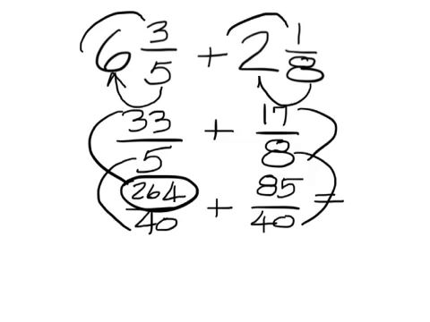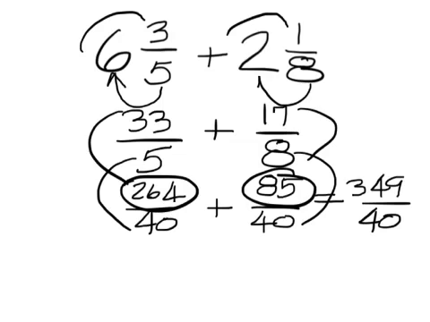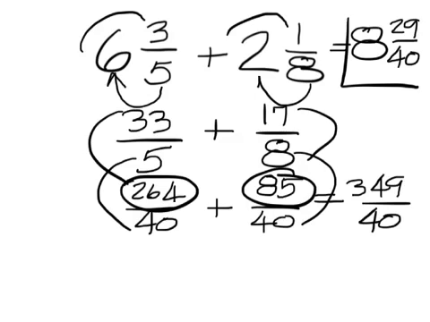If you add your numerators together here and here, you should get 349 over 40. And then figure out how many times 40 will go into 349 without going over. That should be 8 times. 8 times 40 is 320. That means you have 29 left over. 8 and 29 40ths.